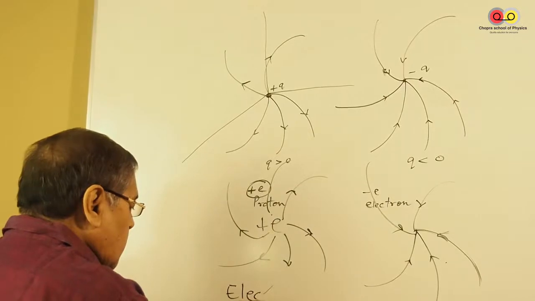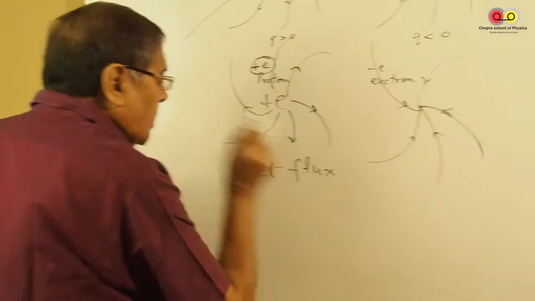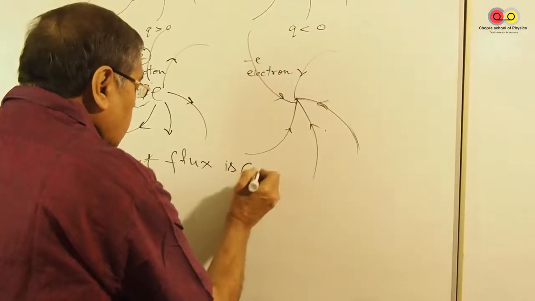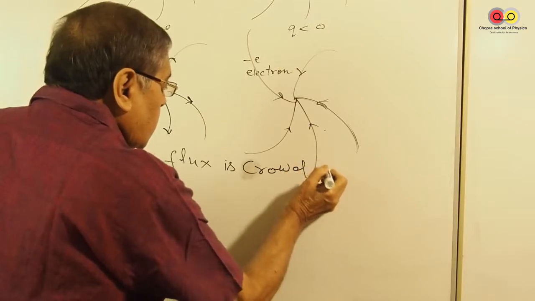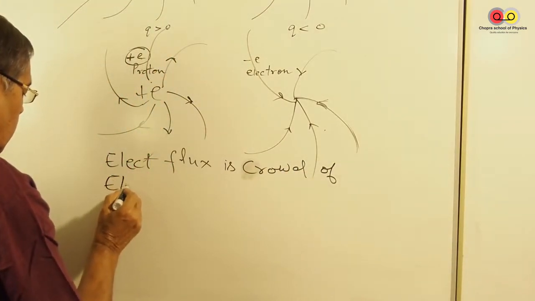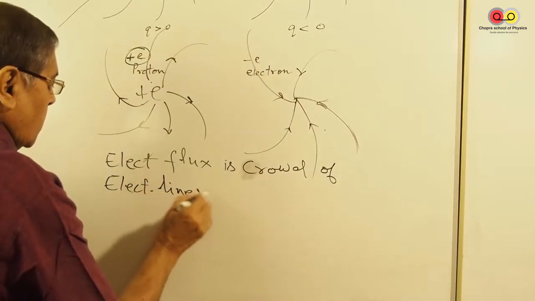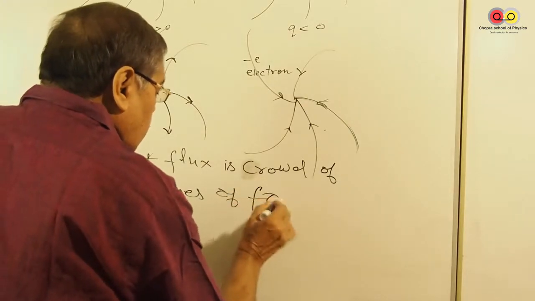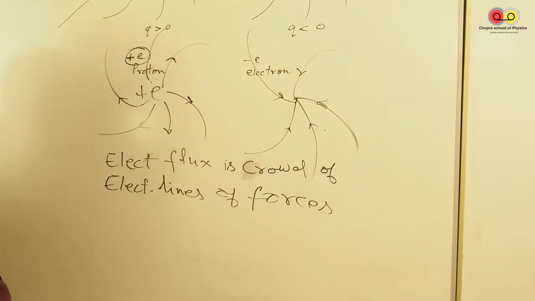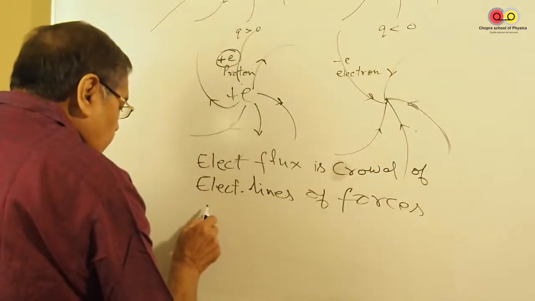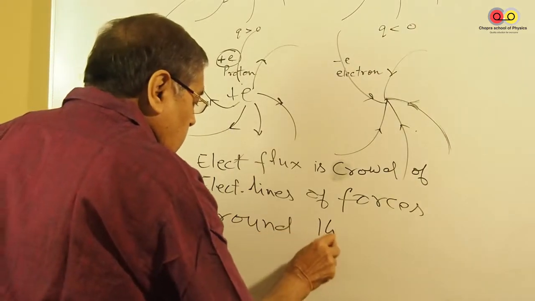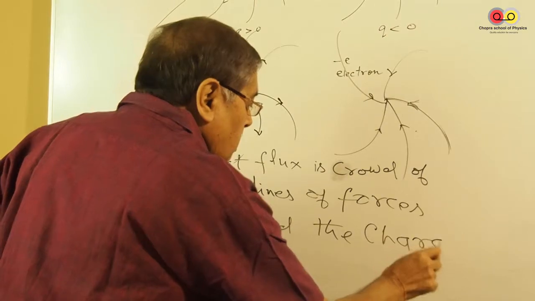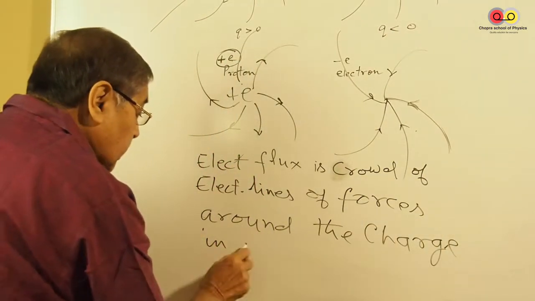Electric flux is the crowd of electrical lines of forces around the charge in a given volume.